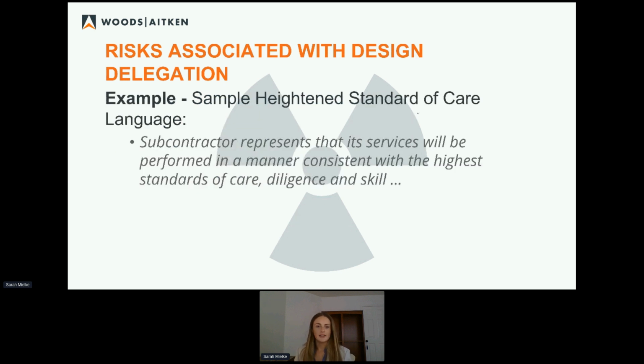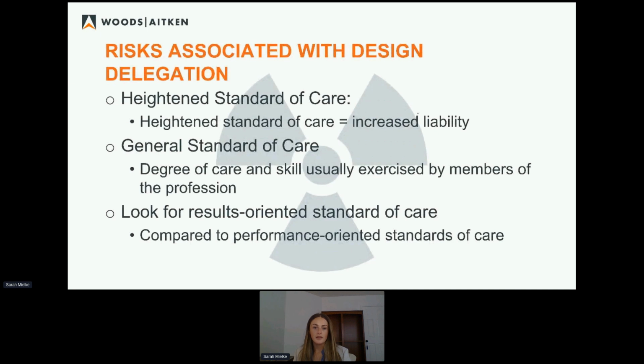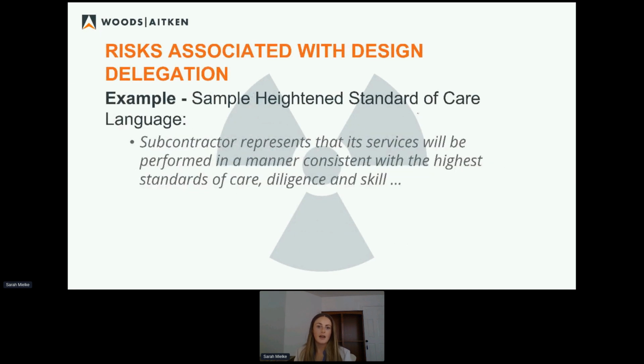So, some sample heightened standard of care language. Look for anything that places your standard of care above average or equates it to the best. "Subcontractor represents that its services will be performed in a manner consistent with the highest standards of care, as opposed to the care and skill usually exercised by members of the profession." Here you see "the highest standards of care, diligence, and skill." This can all create more risk for contractors when pieces of the design are delegated to them.